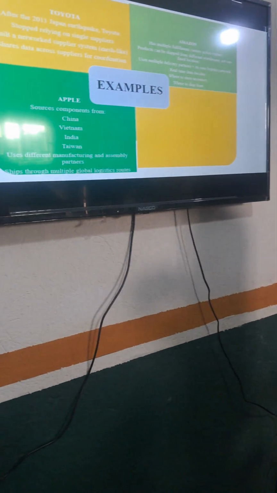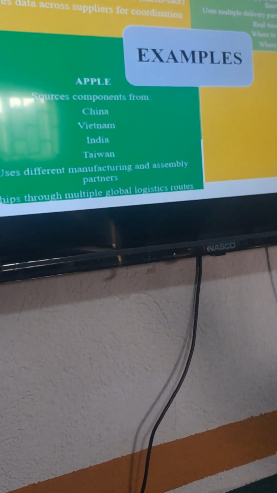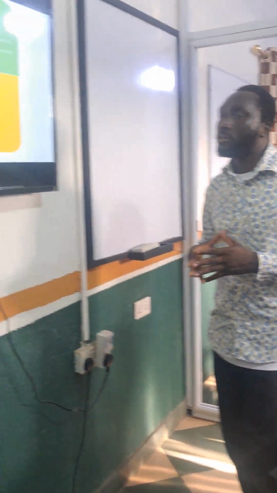Another example is Apple. Apple has so many suppliers, some in China, Vietnam, India, Taiwan, and so many places. So they source manufacturers, supply, and partners from so many countries, through so many routes, through so many paths too.